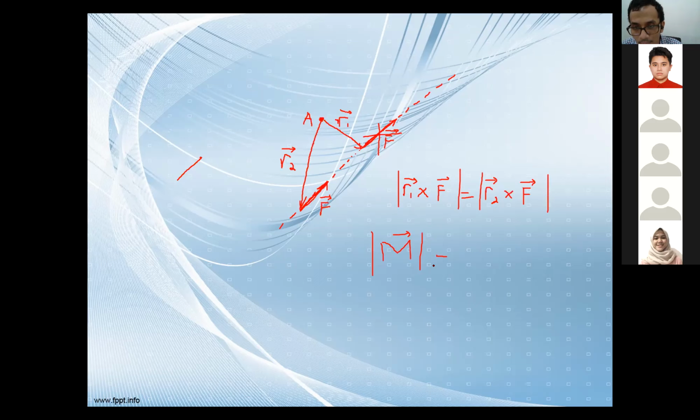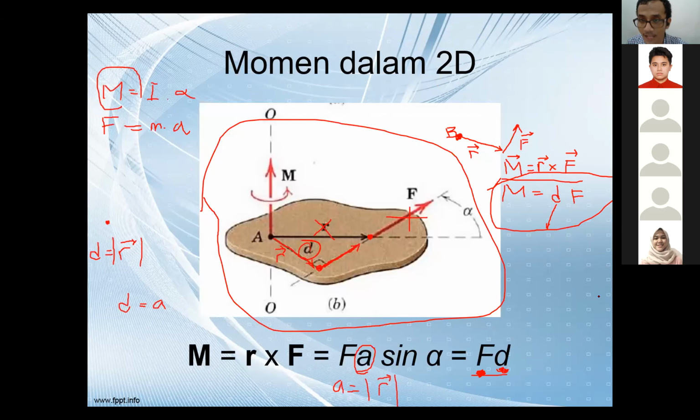it will be the same as d, perpendicular distance. Remember, right? This is a scalar form, right? Because I'm talking about the magnitude of the moment. So d multiplied by what? F, right? Correct or not? Just now, when we talked about the scalar form, M equals d multiplied by F, right? This one. Correct, right?